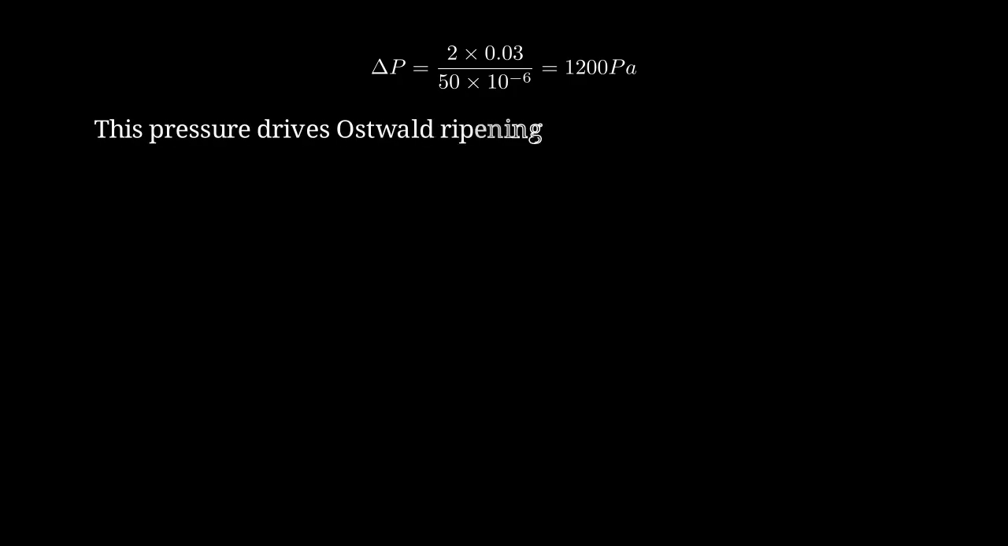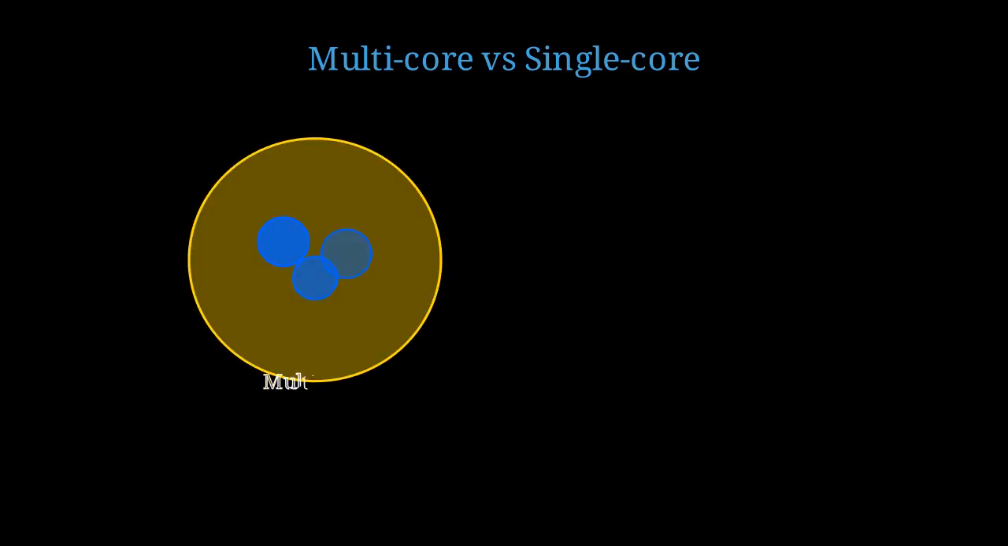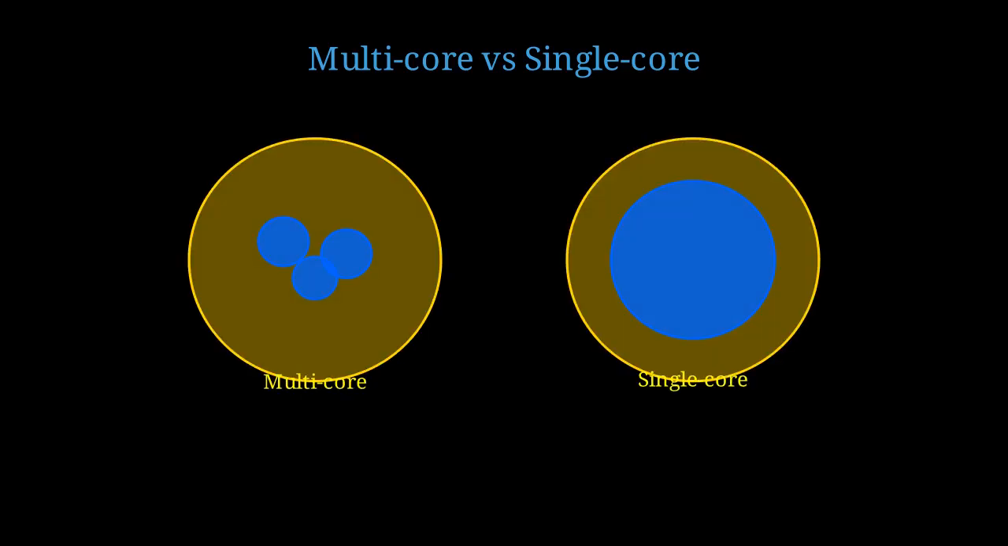This pressure difference drives Ostwald ripening, where small droplets shrink and large droplets grow over time, because molecules diffuse from high-pressure small droplets to low-pressure large droplets. An important design question: should we use multiple small cores or one large core? Multi-core designs have many small droplets dispersed in the shell. Single core has one large centered droplet.